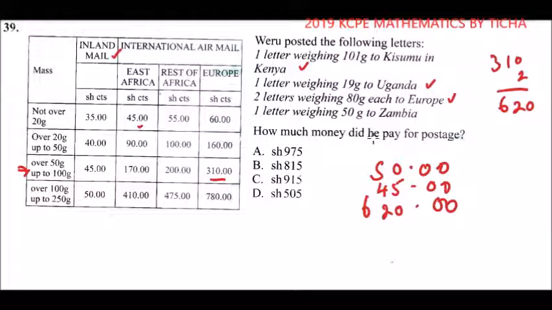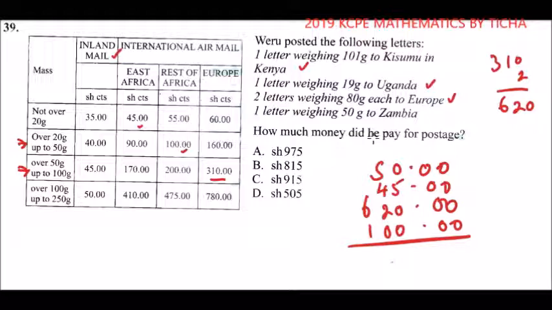One letter weighing 50 grams to Zambia. So it will be in this category, over 20 grams up to 50 grams, and it's going to Zambia. So it is the rest of Africa, so he paid 100. That is the amount that he was charged.